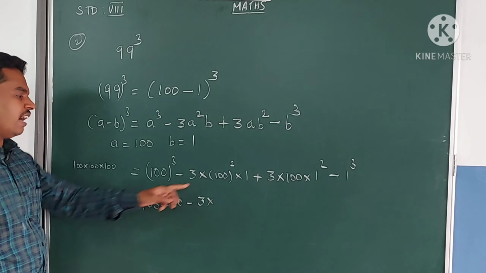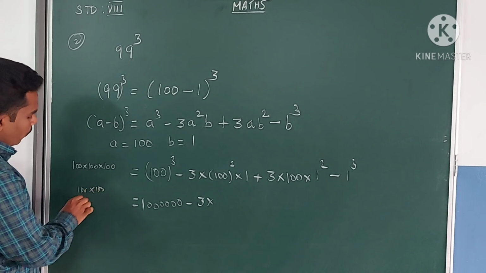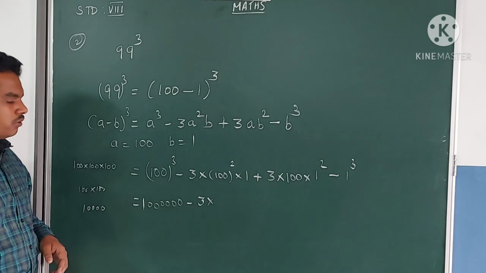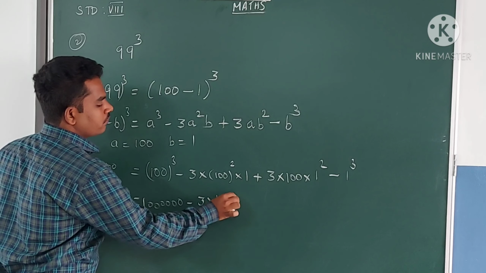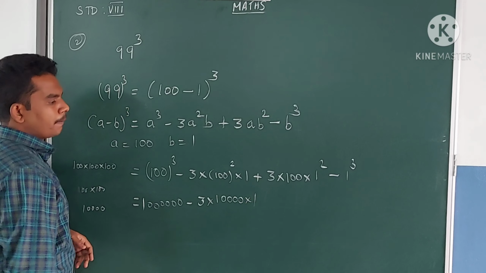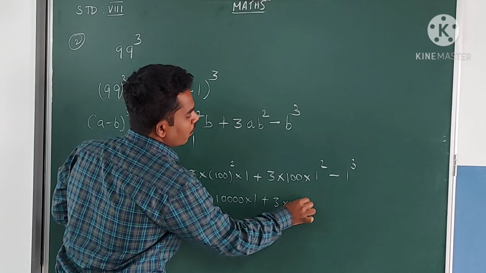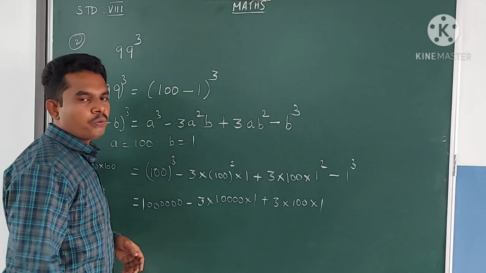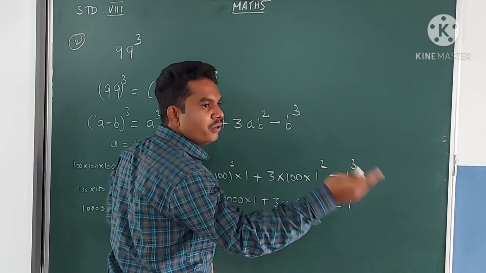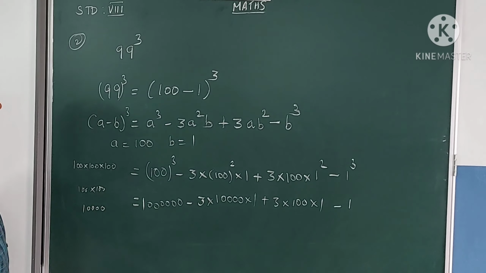Same procedure, here is 100 into 100 only. So 100 into 100 means only 4 zeros come. So that means 10,000 into 1 plus 3 into 100. 1 square is 1, 1 cube also 1. Simply written as 1. Next.